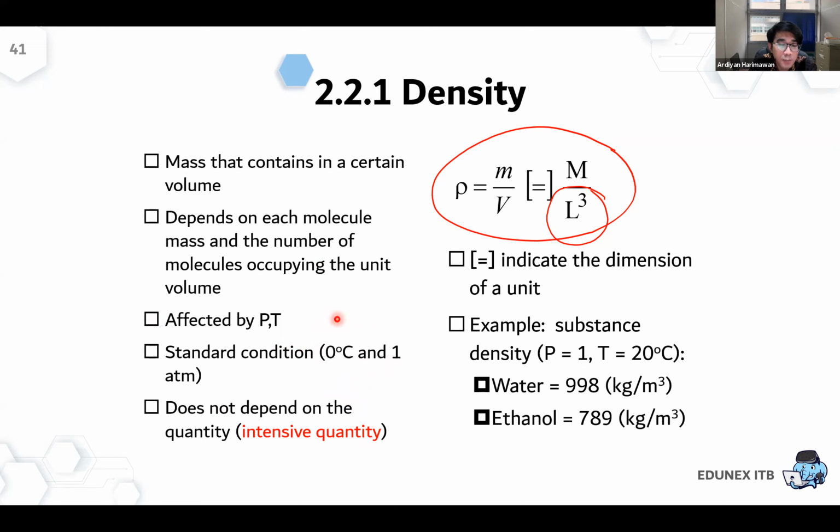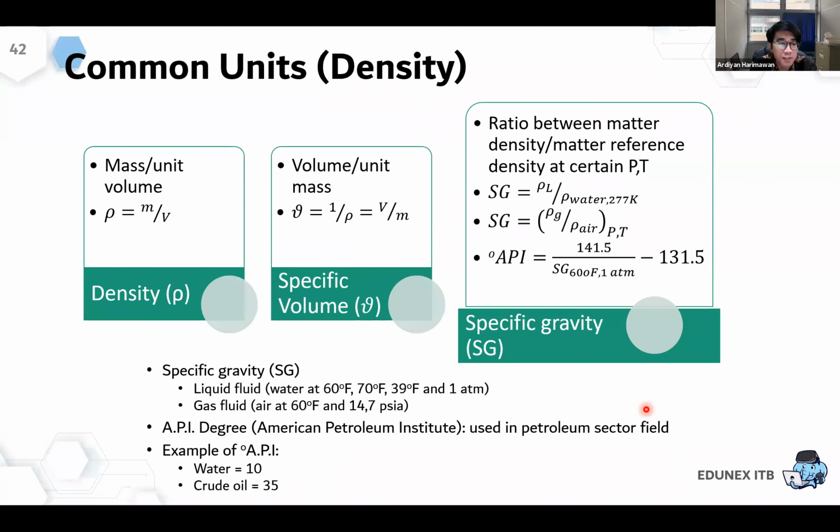For example, sometimes the density is stated at standard condition, which means at 0 Celsius and 1 atm. The unit is kilogram over cubic meters in standard units. At, I think, 1 atm and 20 degrees C, water is around 1000 and ethanol is around 800 kilograms per cubic meter.